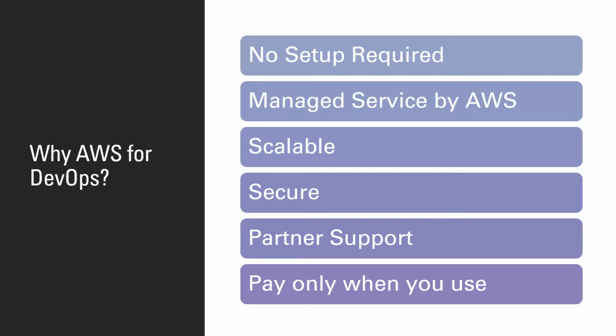The services which you use are scalable. You can have one instance or maybe many. You use AWS IAM for access control to make it secure. You can use tools from partners. They help you out in doing your tasks faster.